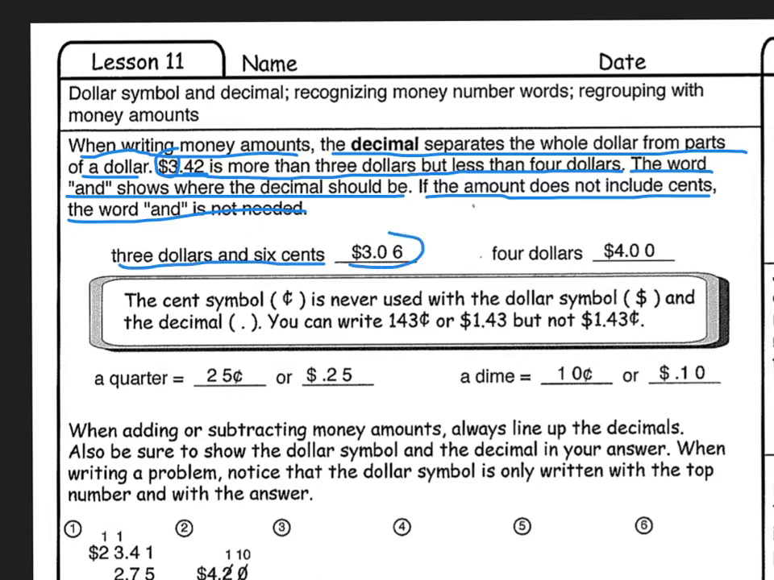$3.06 is written like this. $3.06. $4 doesn't have any cents. Another way to write $4 is just put a dollar sign with a 4.